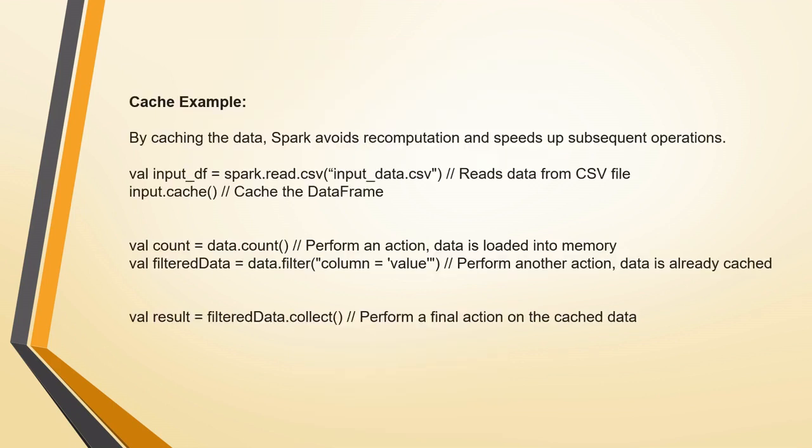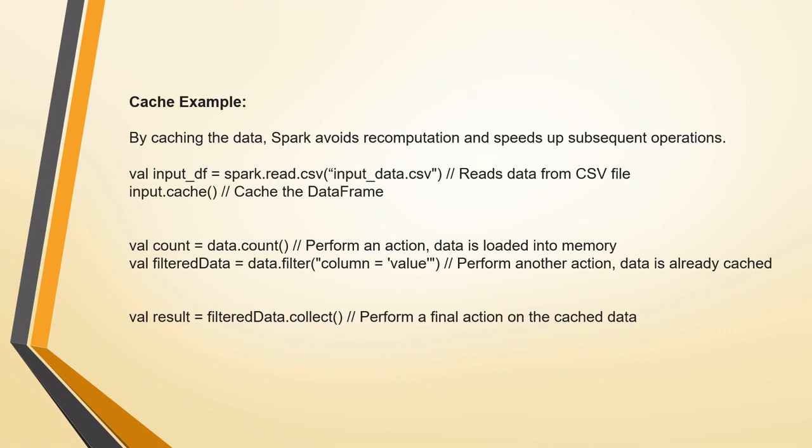Cache is used to persist RDDs and data frames in memory across multiple stages of a Spark job. By caching the data, Spark avoids recomputation and it speeds up the process. When an RDD or DF is cached, the cached data can be stored in memory or on disk depending on the available resources. Caching is useful when you have an RDD or data frame that is used multiple times, like while working with interactive algorithms or when multiple actions need to be performed on the same data set.